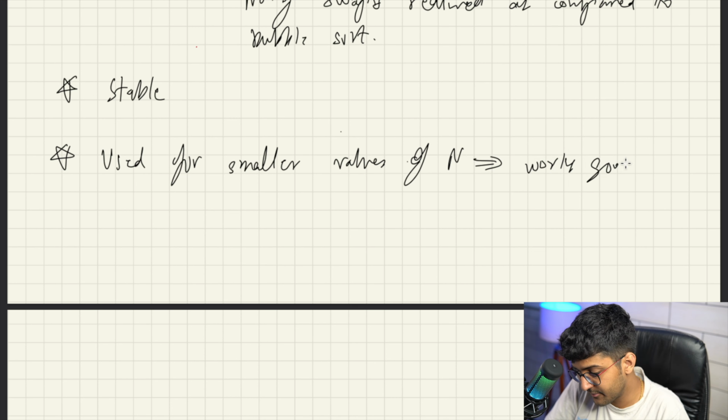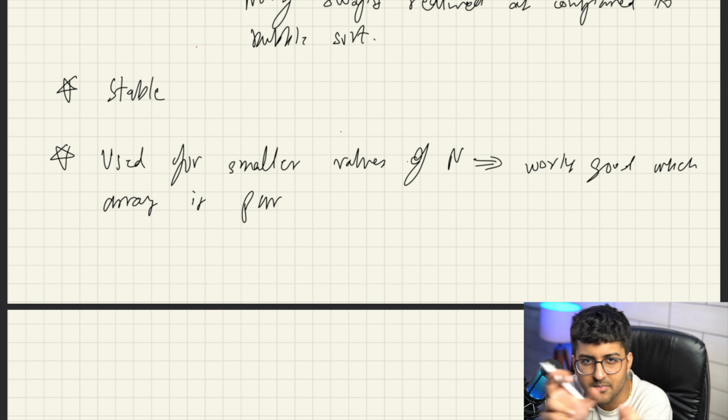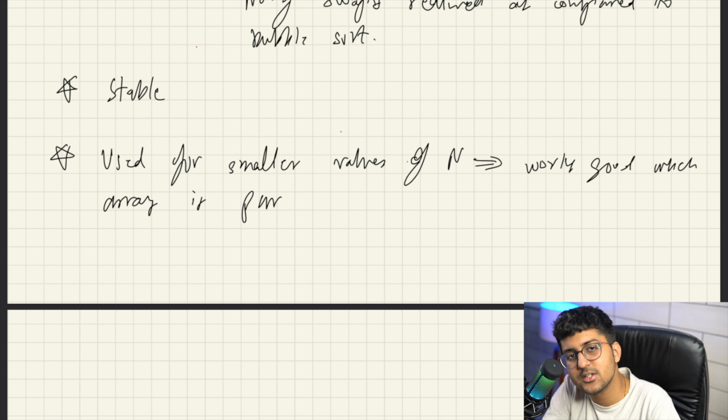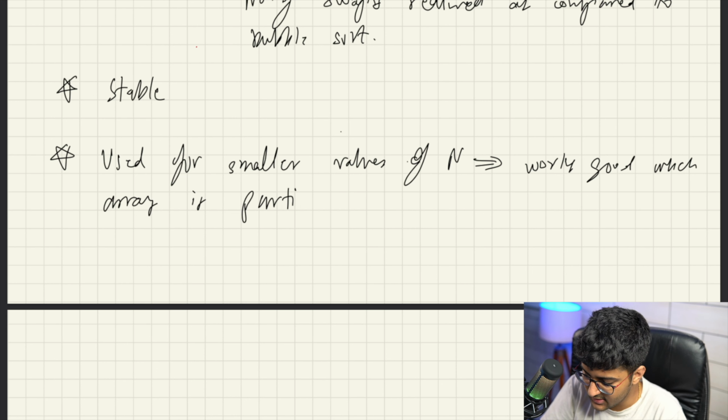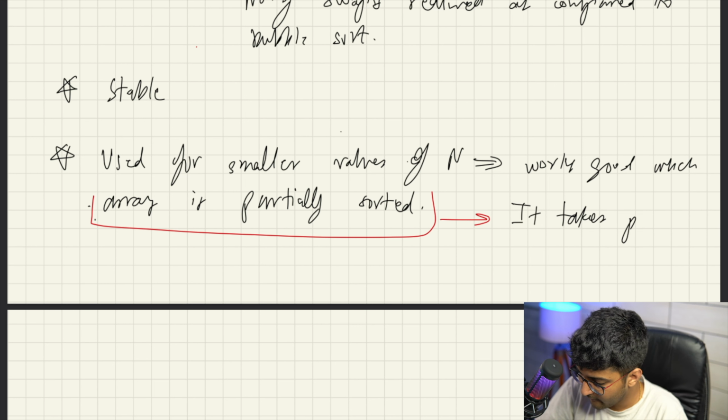It works well when the array is partially sorted, meaning some parts of the array are sorted, and the array is not sorted completely. This is the reason it takes part in hybrid sorting algorithms.